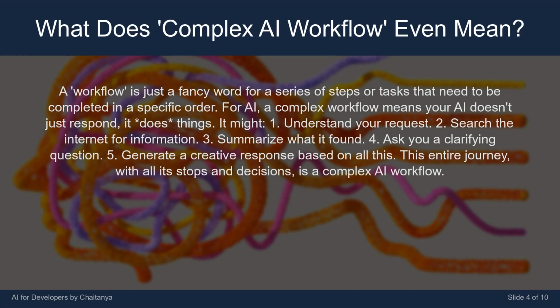A workflow is just a fancy word for a series of steps or tasks that need to be completed in a specific order. For AI, a complex workflow means your AI doesn't just respond. It does things. It might: 1. Understand your request. 2. Search the internet for information. 3. Summarize what it found. 4. Ask you a clarifying question. 5. Generate a creative response based on all this. This entire journey, with all its stops and decisions, is a complex AI workflow.